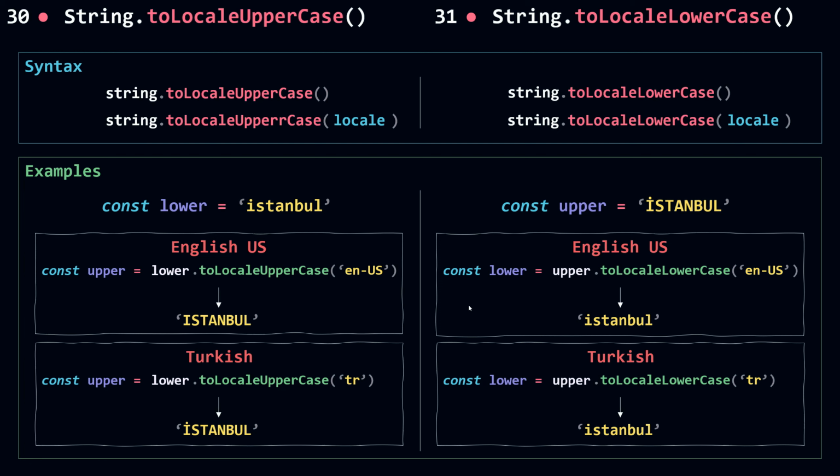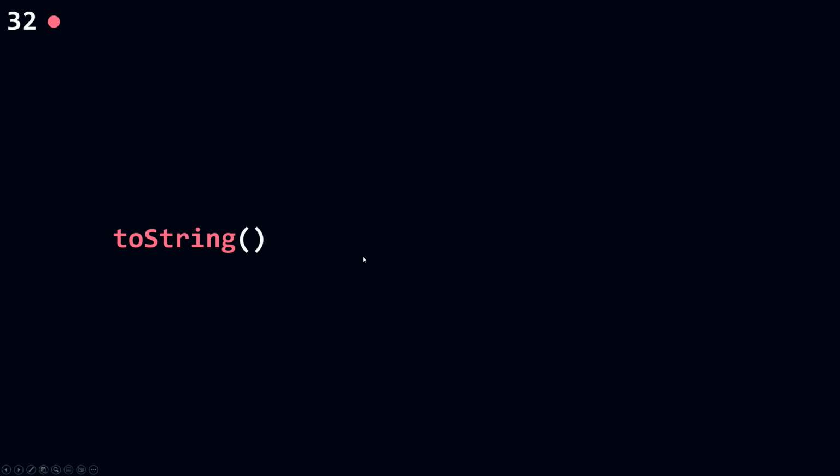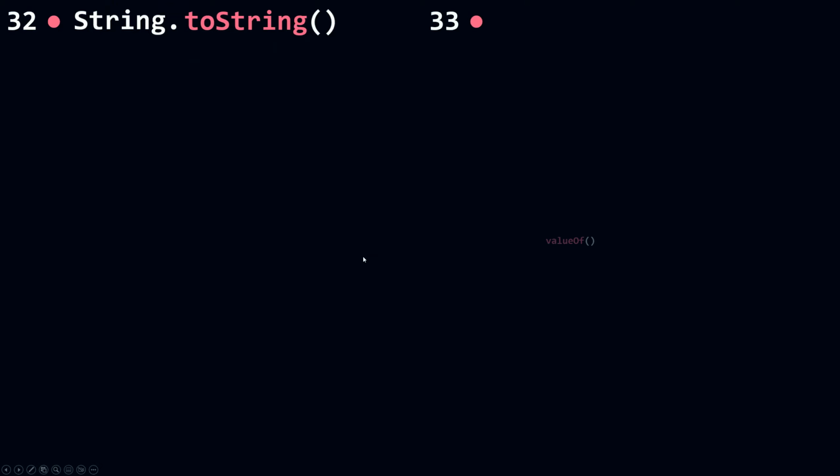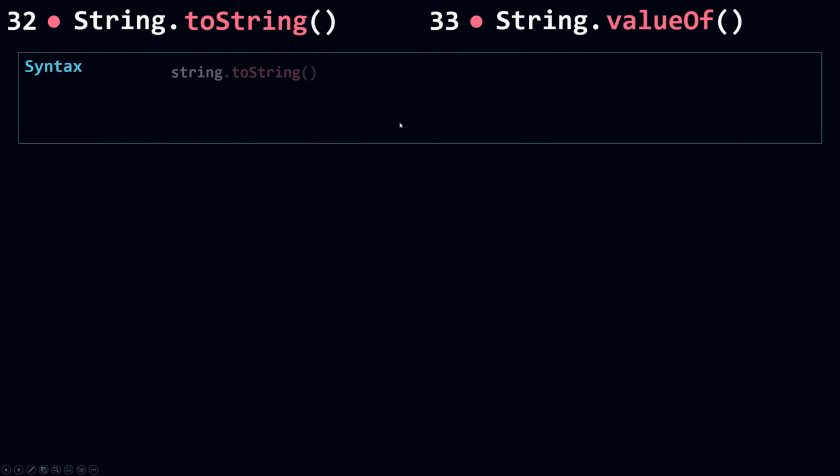So let's move on to the next method. And now let's talk about toString and valueOf. Well, these two methods here are basically the same method. So you wanna call them on your string object, and they both are going to return the same result, which is the primitive value of that string object.